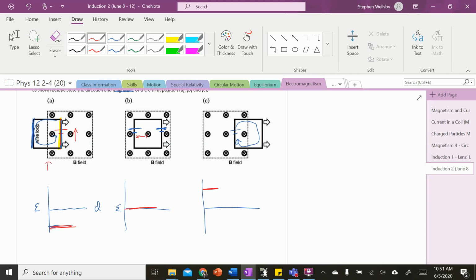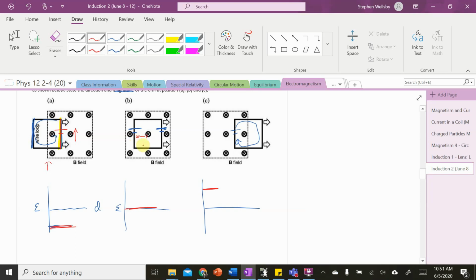So if I have more and more flux going into the loop, well then I need to get more and more flux going out of the loop to cancel that, or going out of the page. And so that would mean that if I use my right hand rule, I need to produce some upward flux to counteract the new downward flux going in there. So my fingers are going to curl to the left, and so lo and behold, we'll find that we have a counterclockwise current being produced in the loop.